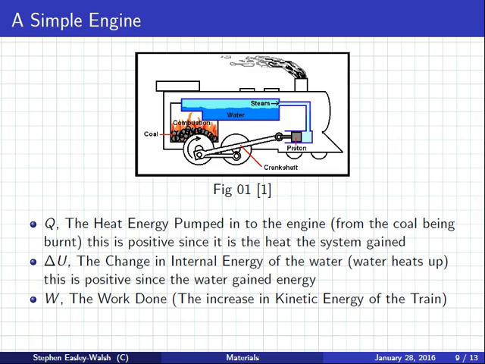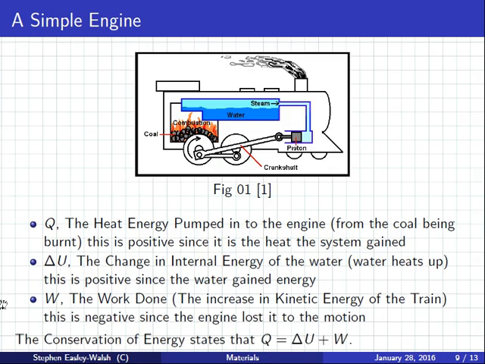Can we continue? I don't need you to draw this. I'm just trying to give you an example of how we use Q, U, and W. Are you happy that Q is U plus W? Because what energy goes in? The energy that goes in is Q. And what energy comes out? The work of the train and a warmer water. So it makes sense that the Q should equal this plus this.